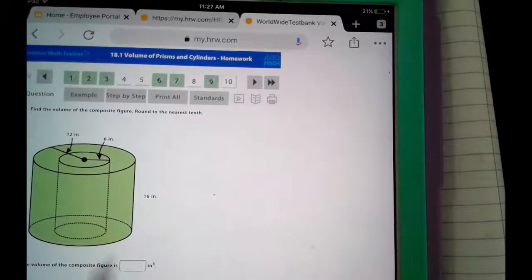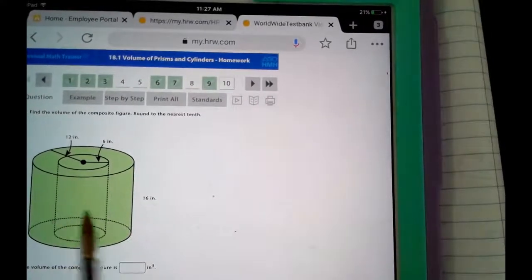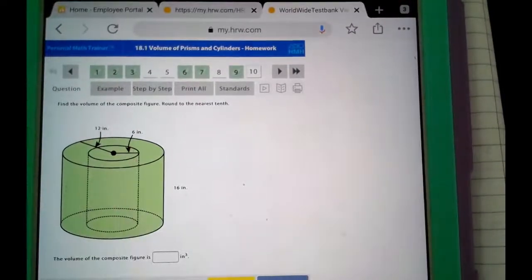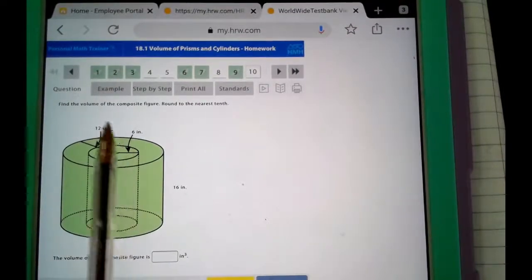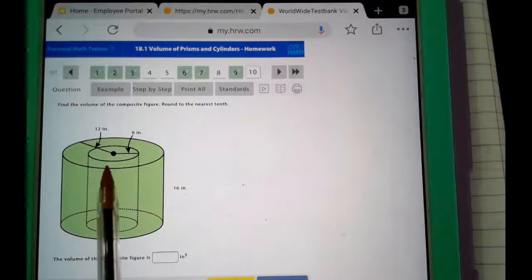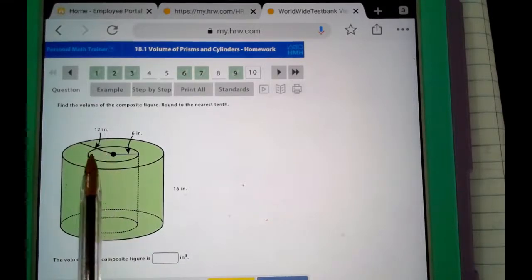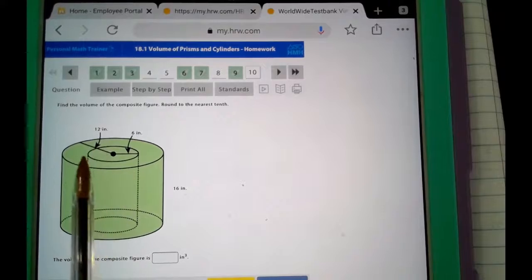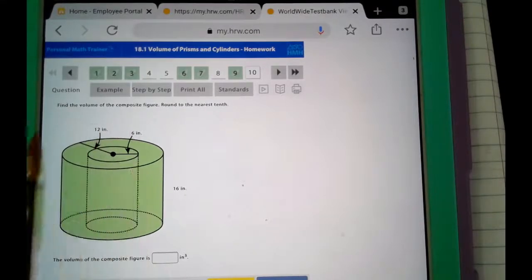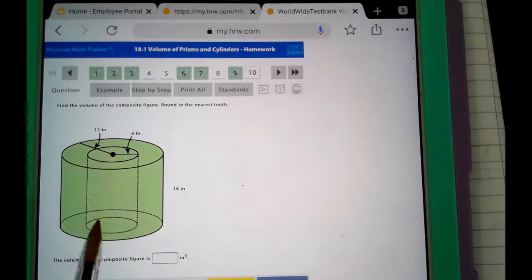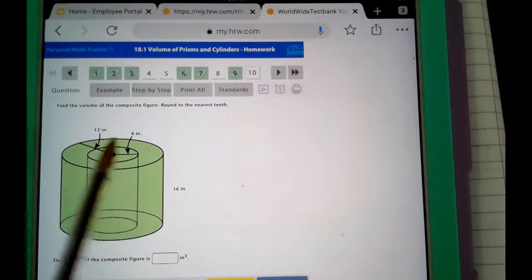In this one right here, guys, it is very similar to the other one. However, I don't like how it's actually colored in. We're actually finding the volume of the composite figure. We have to find the volume of the first cylinder minus the volume of the cylinder in the inside. Again, I repeat, because it should be clear or white in the inside. So we're finding the volume of the big cylinder minus the volume of the smaller cylinder.